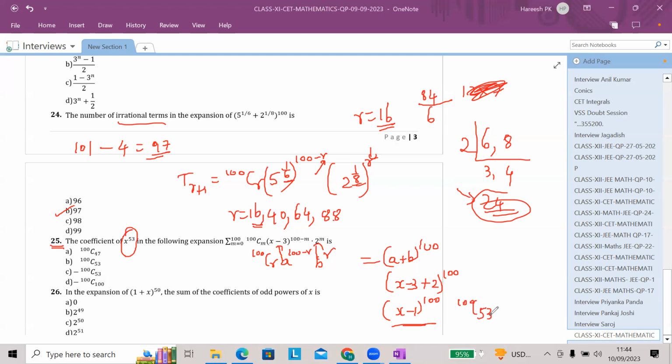Sorry. If I need x power 53, this minus 1 should have power as 47. So then I'll have 100 C47. So the answer is minus 100 C47. If there's no option matching that, we know that 100 C47 is same as 100 C53, because if you're selecting 47 people, you're rejecting 53. So the right answer would be minus 100 C53.